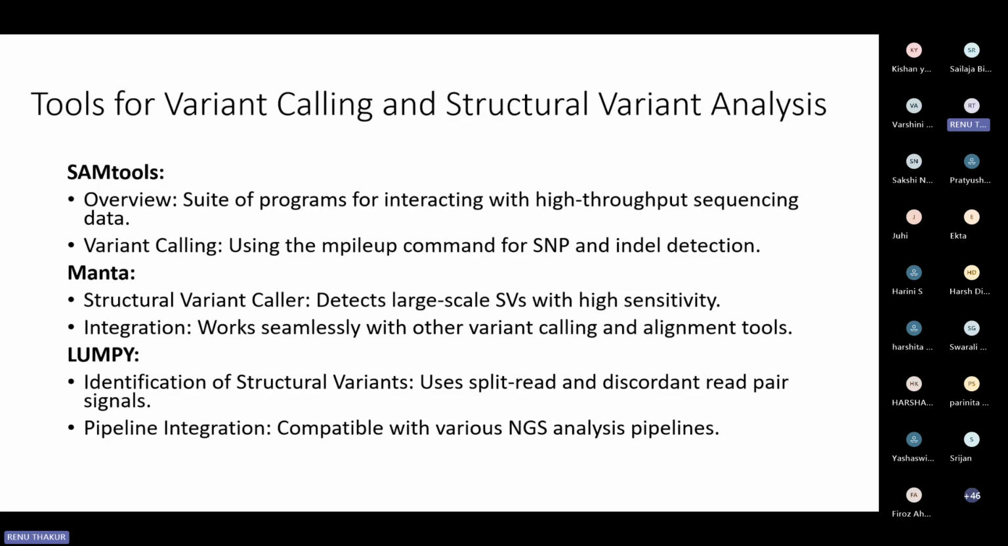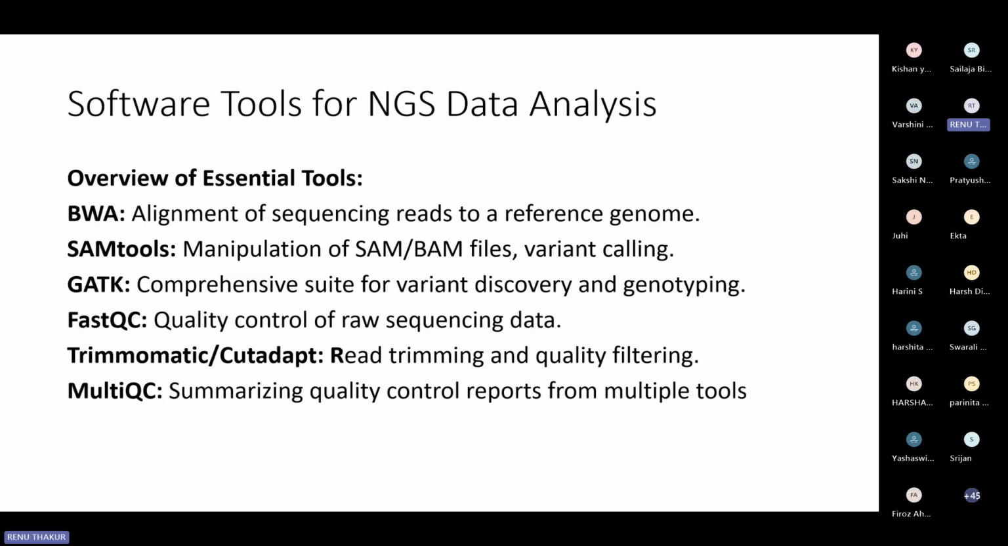And Manta is the structural variant caller. It detects large-scale SVs, that is structural variants, with high sensitivity, and it works seamlessly with other variant calling and alignment tools. You can integrate Manta with Bowtie or other sequence alignment tools in order to call variants. It's kind of a collaborative tool. And Lumpy, we discussed it: identification of structural variants using split reads and discordant read pair signals. It is part of a pipeline where you design a workflow and Lumpy will be one part of it.